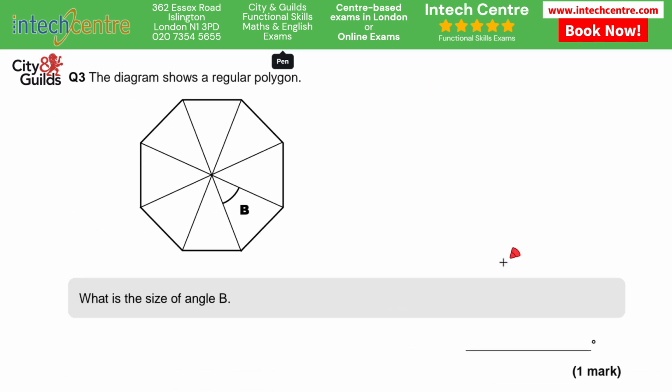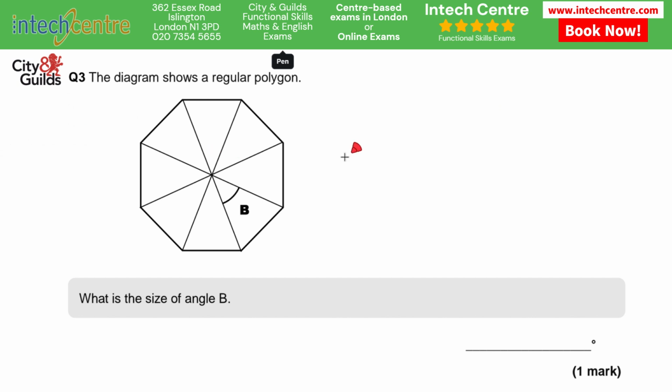Now, question 3 is asking us the size of the angle B in this polygon. Now, the first thing we do is count all the sides of the polygon. It does say regular polygon, so we know that the interior angles or the interior circle here is going to add up to 360. So if we divide by all of these little pieces or all of the sides, it's going to give us the angle B, as all of these angles in these triangles are equivalent.